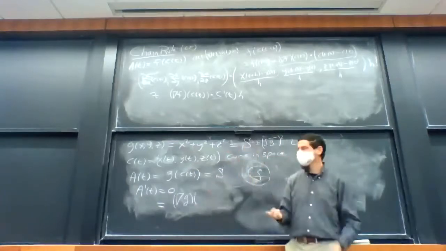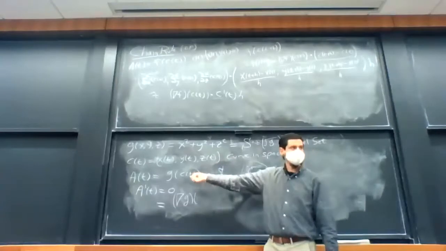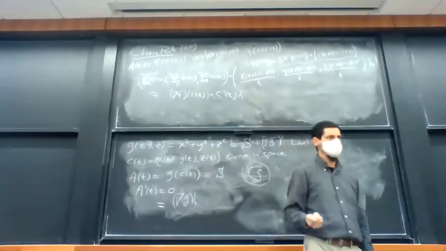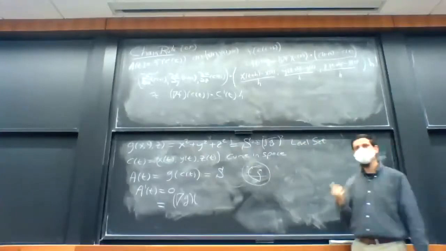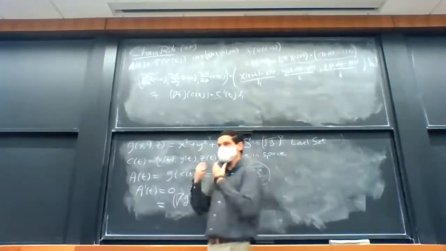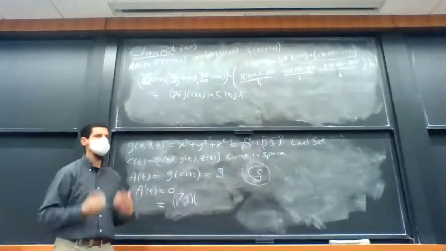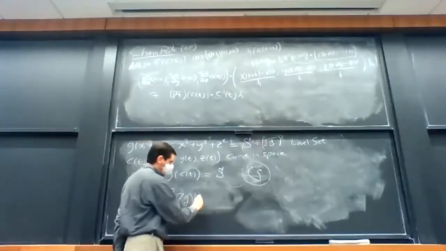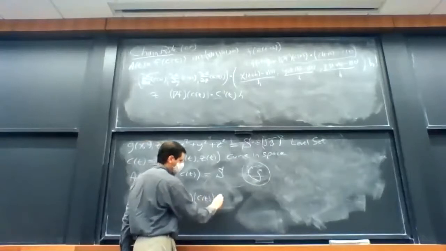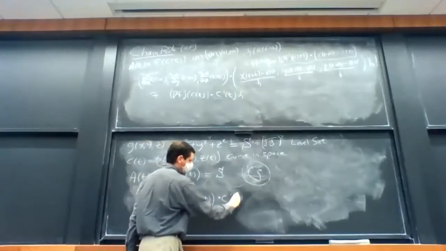Always at c(t). If we evaluate g at c(t), we evaluate its derivatives at c(t). That's the biggest mistake people make in the chain rule: they don't evaluate things at the right point. If a function is evaluated at one point, its derivatives have to be evaluated at that point as well. So it's the gradient of g at c(t), dotted with c prime of t.